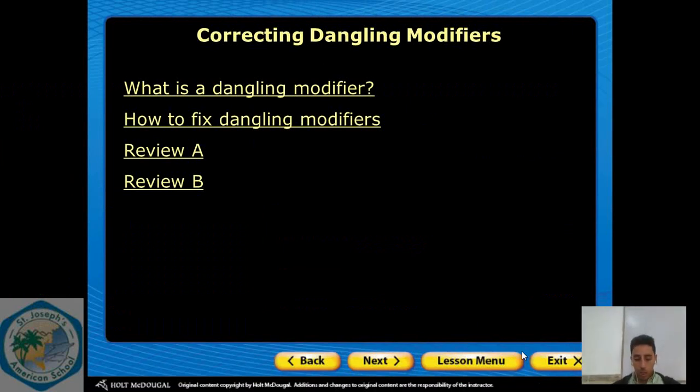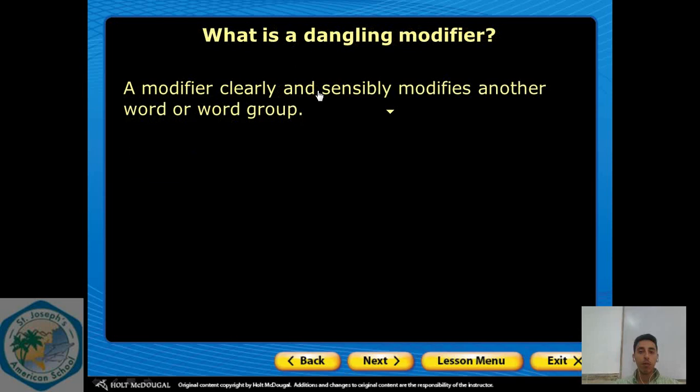This is a continuation of the modifiers. Now we are speaking about a very common topic which comes up a lot in the SAT. We will first start with dangling modifiers, then we will go to something else called misplaced modifiers, and then we will see some exercises from SAT exams. So let's go ahead. Dangling modifier.